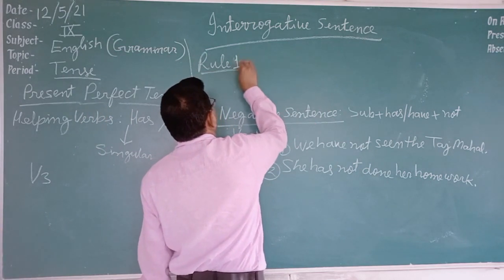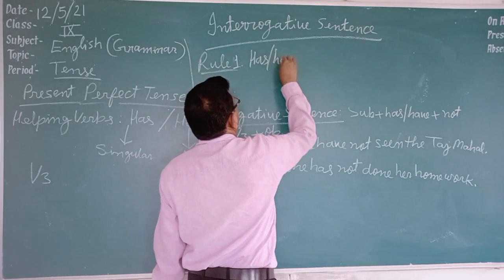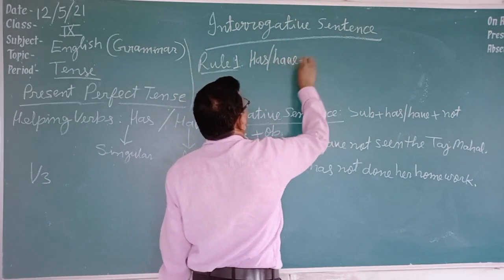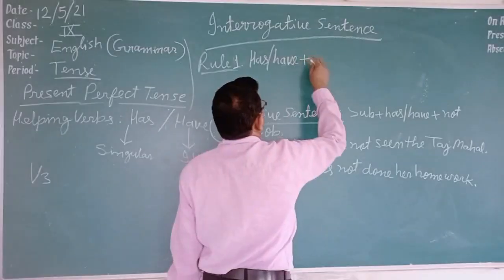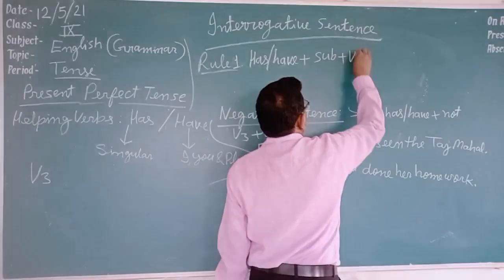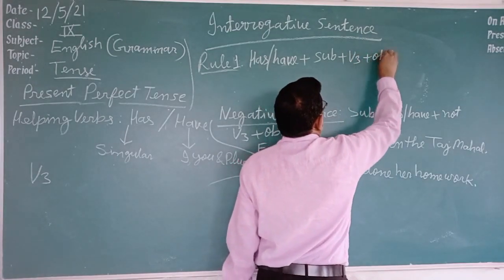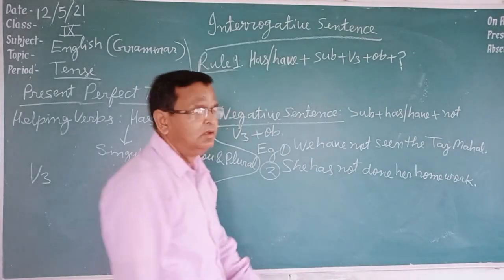Rule first. Has or have, then subject, then verb, object, then question mark. This is the rule.